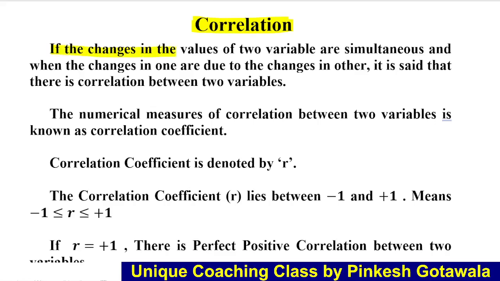If the changes in the value of two variables are simultaneous and when the changes in one are due to the changes in other, it is said that there is a correlation between two variables. So let's understand what it means to say. So here they are talking about changes in the value of two variables. Okay, કે બે variable માં changes થાય છે. So let's take two variables. First, let's take sales.